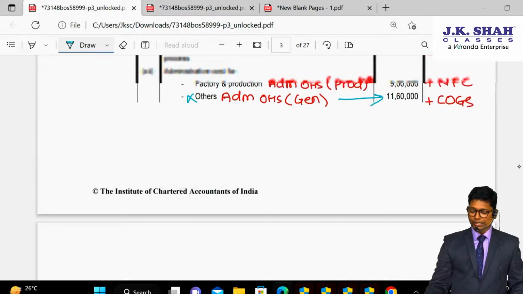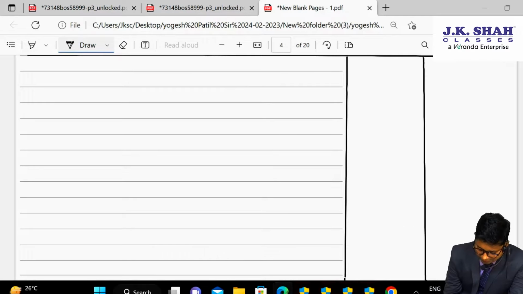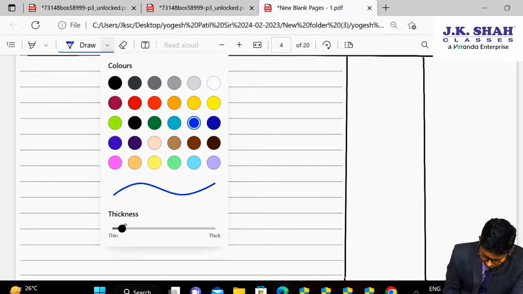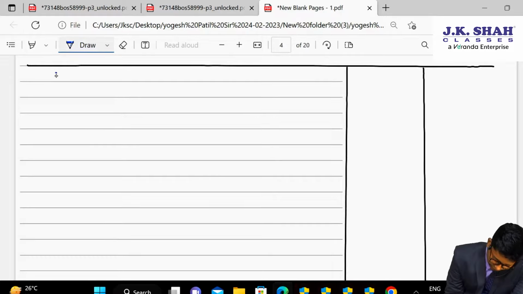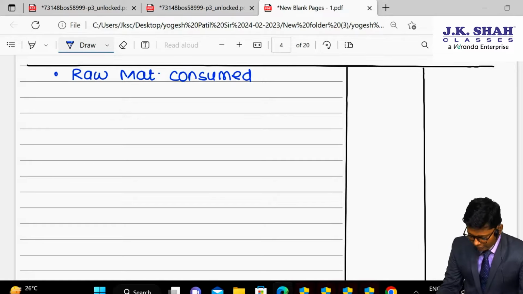That's it guys, you need to rearrange the things by using our cost sheet format. Let me show you the simple calculation. Whenever you prepare a cost sheet, you always start your presentation with the first heading, and that one is direct material, which is also called raw materials consumed, correct? I am underlining the heading raw material consumed.